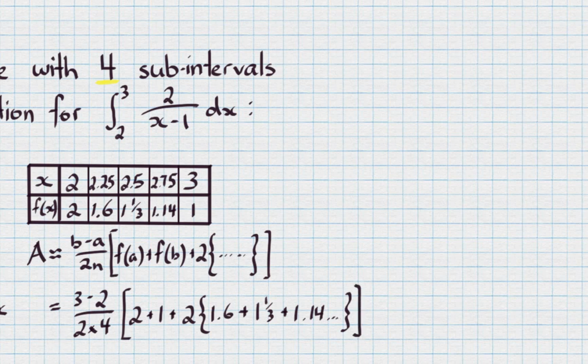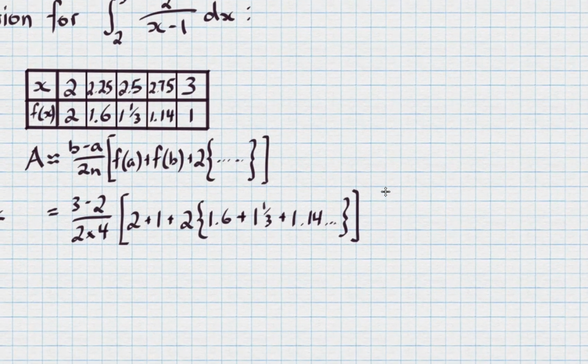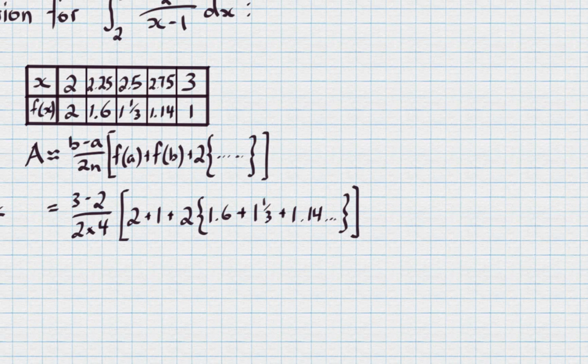If you like, we can tidy up the first part. So let's think about this. 3 minus 2 is 1, and 2 times 4 is 8. So this is going to be 1/8. And then we have 3, that's 2 plus 1, plus 2 lots of whatever this number is. So let's calculate that now.